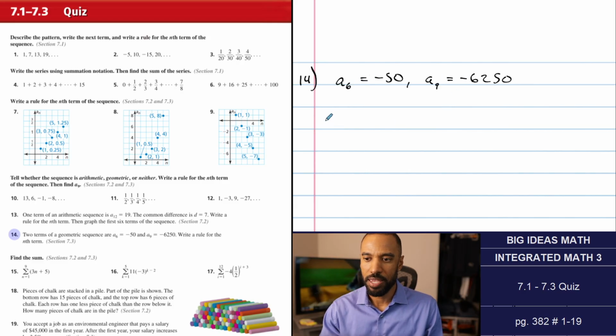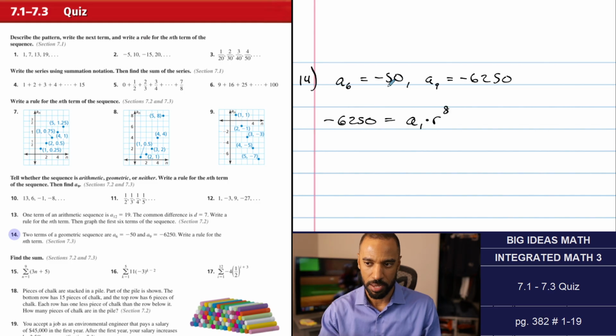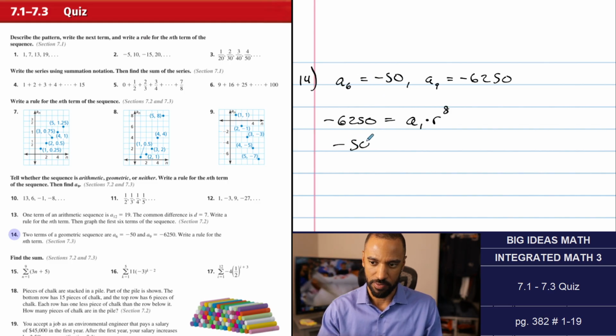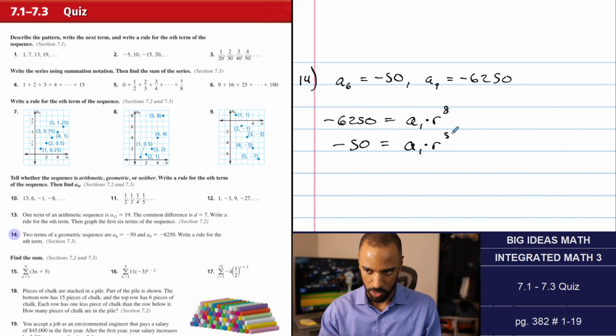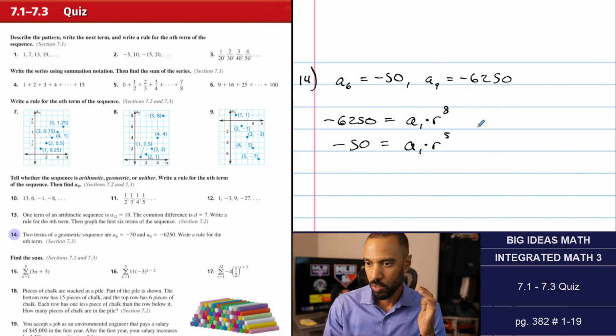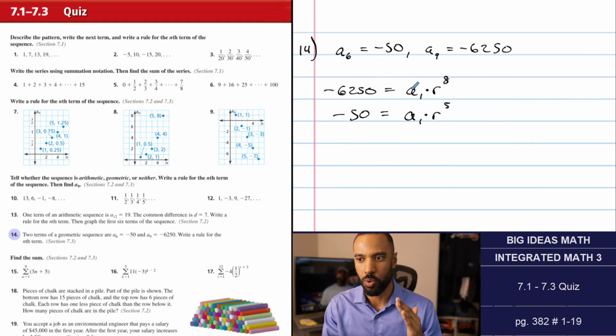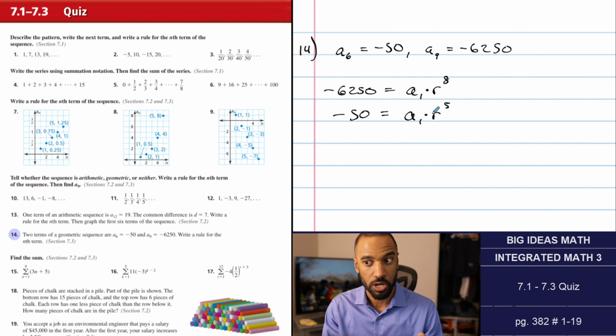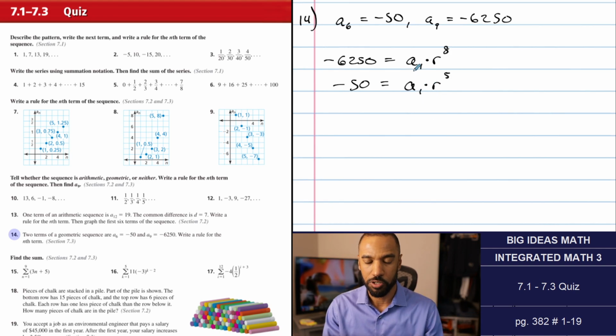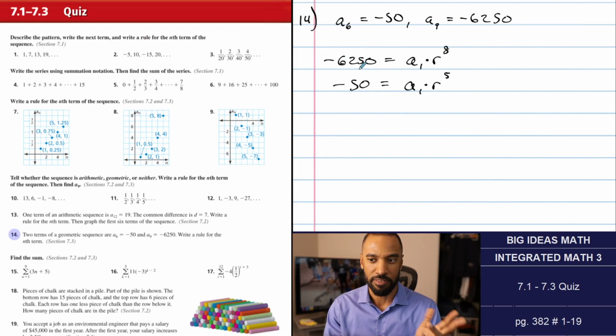So the 9th term being negative 6250 is going to be found by taking the first term and multiplying the common ratio n minus 1 times, in this case 9 minus 1 times, which is 8. And the 6th term of negative 50 is found by taking the first term and multiplying by the common ratio 6 minus 1 times, or 5 times. 2 ways to solve this system of equations where we need to find the first term and the common ratio. That's our goal. To write the rule, we need to find the first term and the common ratio. And in order to do this, we can solve by elimination, which means dividing these things up, which is what I actually like to do more.